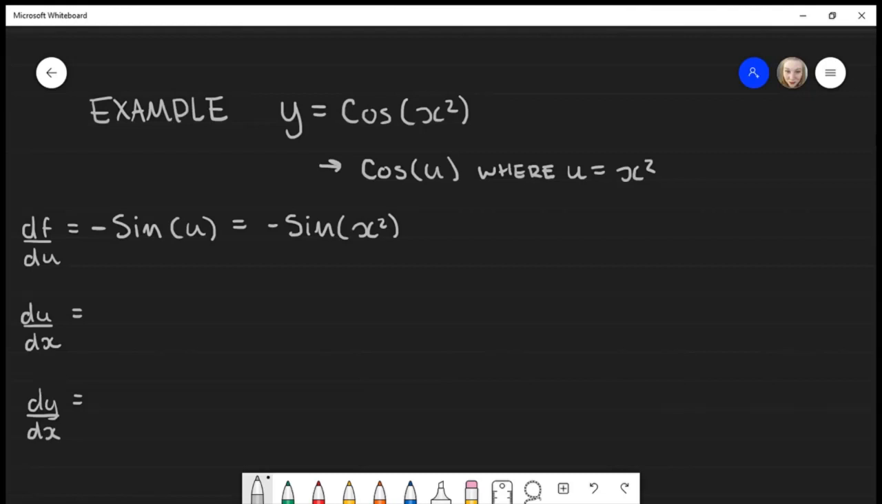Now du by dx is simple. You just differentiate u as x squared, which becomes 2x. Therefore, to get the full differential, we need to times df over du by du over dx. So the final answer will become minus 2x sine x squared. There you go.